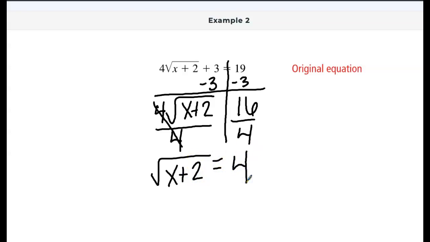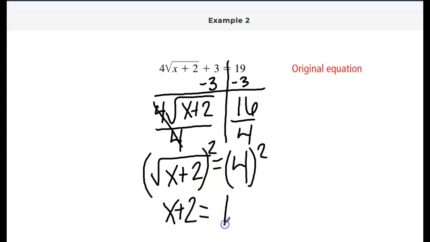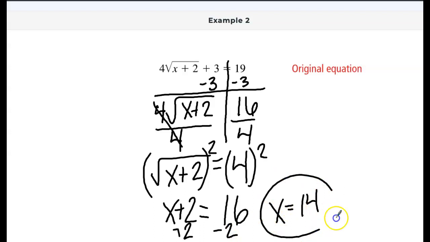And then how do you get rid of the square root? Square it, 16. So X plus 2 equals 16, and then I would subtract 2, so X equals 14. You cannot get rid of the stuff underneath the square root until you've gotten rid of the square root.